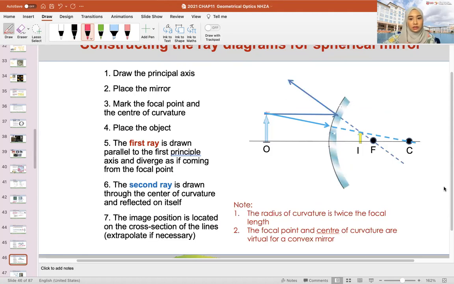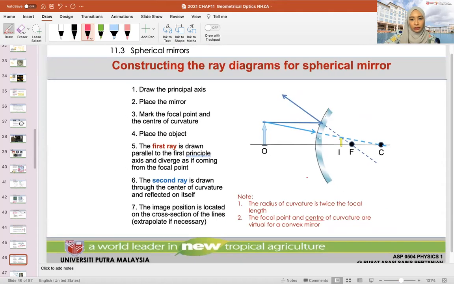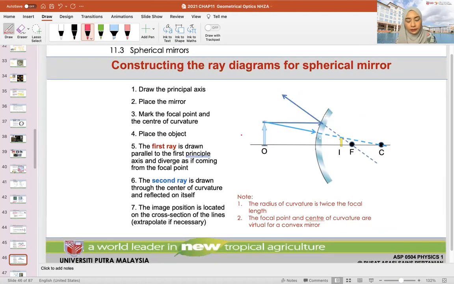Okay, next one. This is for a convex mirror. You draw your principal axis, place the mirror, mark the focal point and center of curvature. They should be behind the mirror, here and here. Place the object. It should be in front of the mirror. If you put it behind the mirror, you won't see anything, right? So you have to put your object in front of the mirror so that it can actually reflect something.